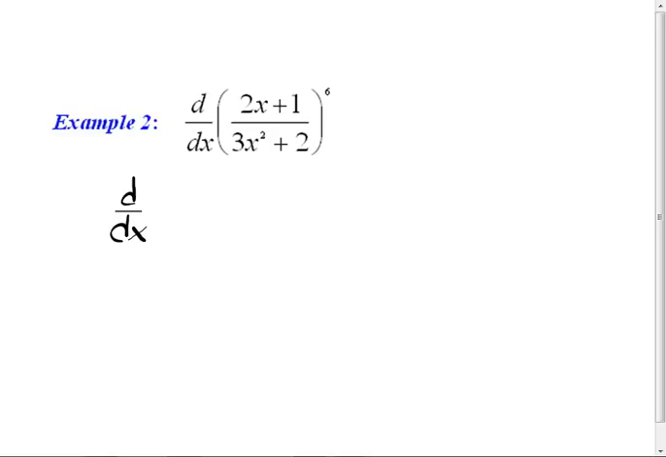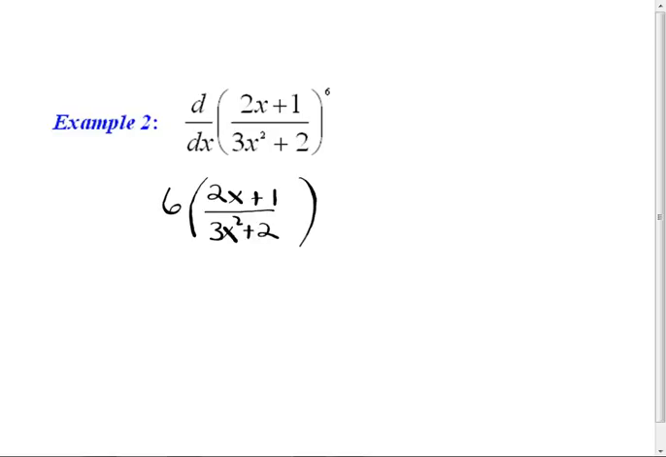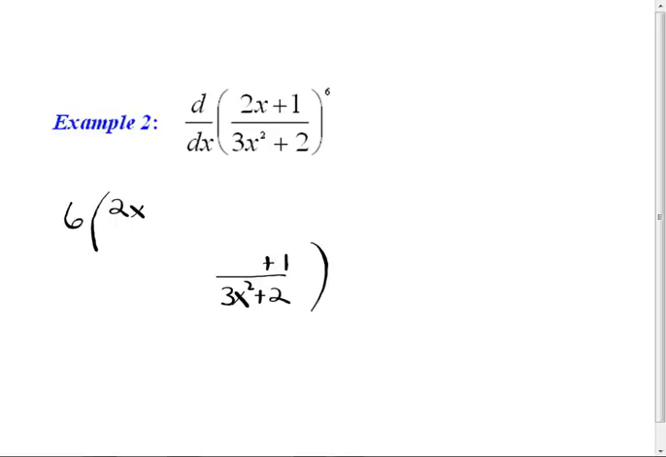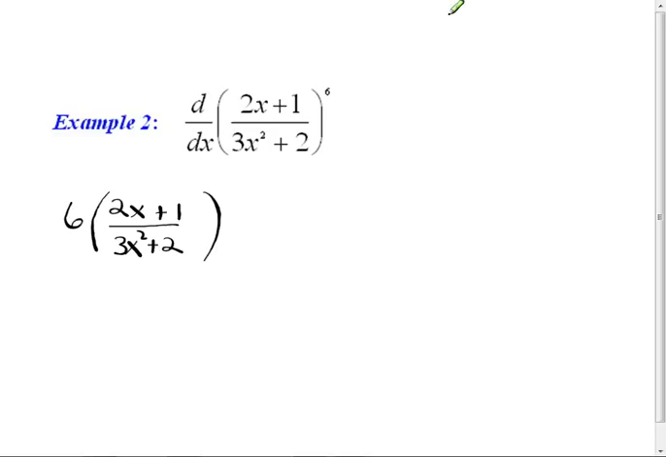So it's going to be 6 times whatever's in there, 2x plus 1 over 3x squared plus 2. I'm going to slide that over. I wasn't thinking. And then what do we have to do? Oh, I missed the 5th, didn't I? To the 5th times the derivative of the inside function.